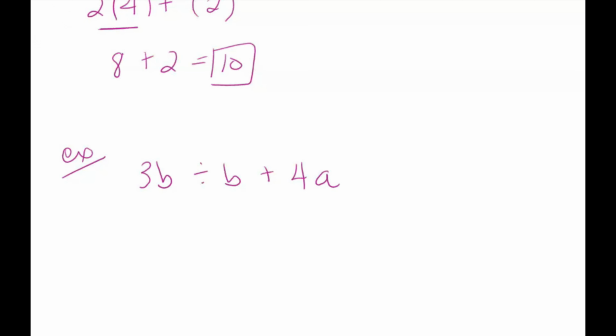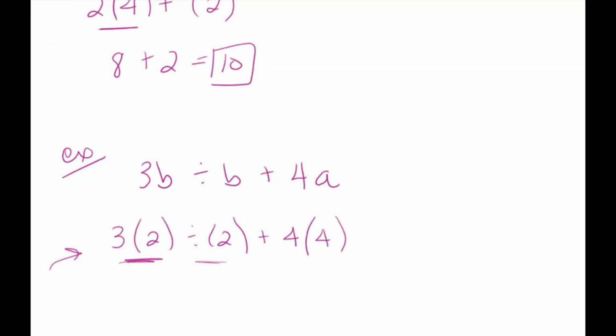Okay, I'm going to make the replacement. So 3, and then B is 2, divided by 2 again, plus 4, and A was 4. Okay, remember what we said at the beginning, which is that multiplication and division are the same value, right? They hold the same weight. So we're just going to work left to right for this guy and then this guy.